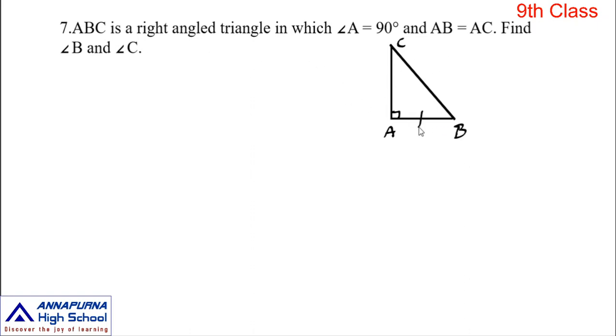AB is equal to AC. These two sides are equal. This is the given condition. We have to find angle B and angle C. Start the solution.